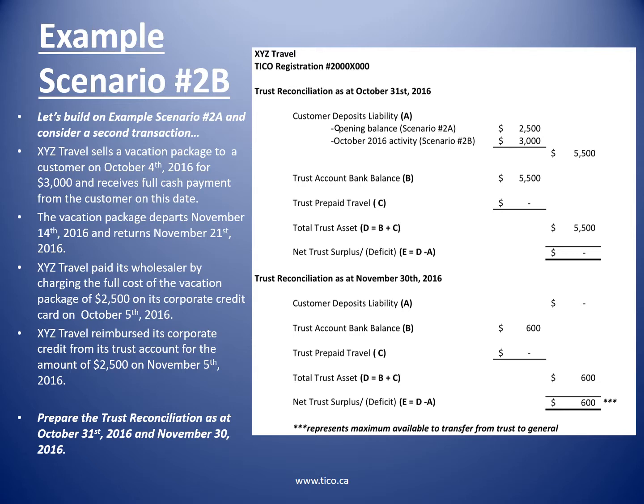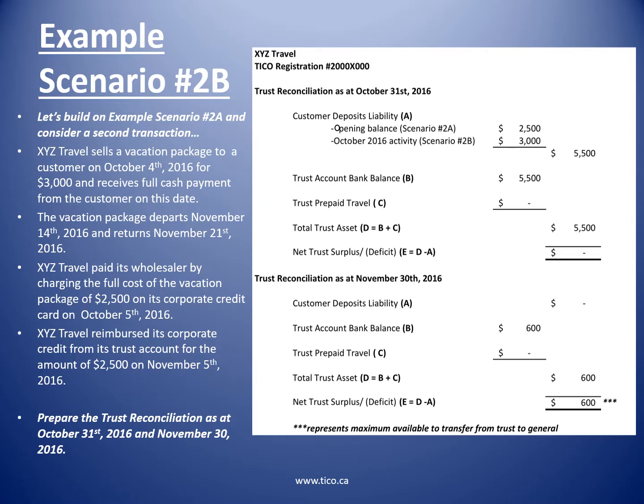XYZ Travel paid its wholesaler by charging the full cost of the vacation package of $2,500 on its corporate credit card on October 5th, 2016. XYZ Travel reimbursed its corporate credit card from its trust account for the amount of $2,500 on November 5th, 2016. Prepare the trust reconciliation as at October 31st, 2016 and November 30th, 2016.